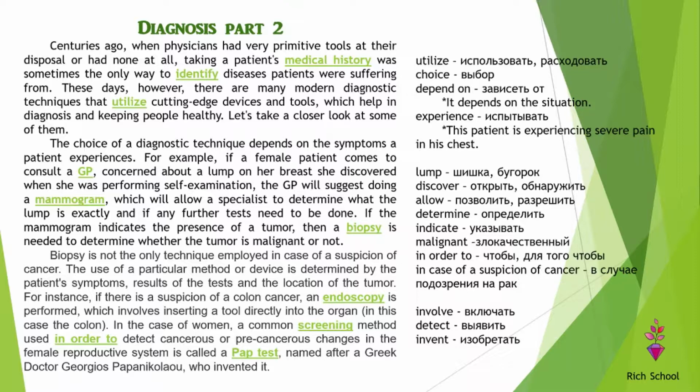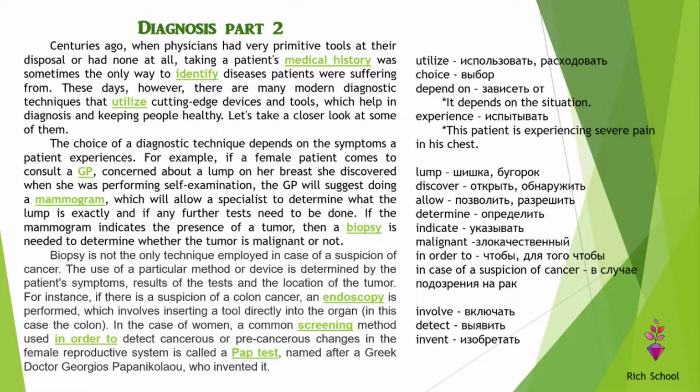For example, if a female patient comes to consult a GP concerned about a lump on her breast she discovered when she was performing self-examination, the GP will suggest doing a mammogram, which will allow a specialist to determine what the lump is exactly and if any further tests need to be done. If the mammogram indicates the presence of a tumor, then a biopsy is needed to determine whether the tumor is malignant or not. Biopsy is not the only technique employed in case of a suspicion of cancer.